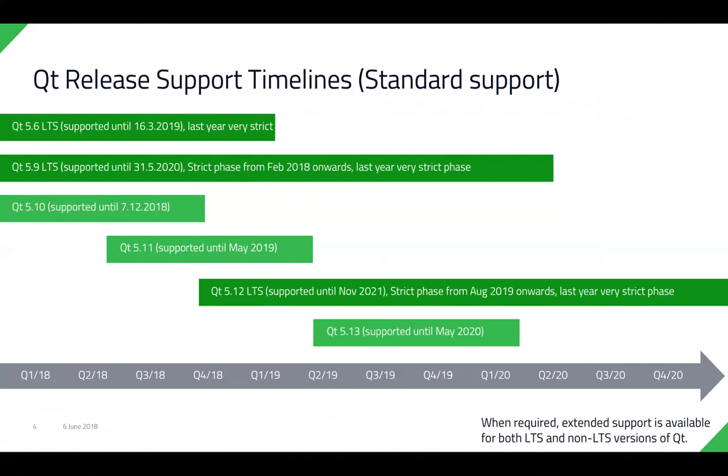Then Qt 5.9 LTS, our current active LTS version. It's now already in a so-called strict phase, which means that it will receive the most important fixes that are needed. So fixes to crashes and other similar bugs, fixes to security issues, also not only the most severe ones but including others, and similar things. So not all bug fixes anymore in the strict phase, but the most important ones. And the reason why not all is to keep it stable, not to cause regressions there.